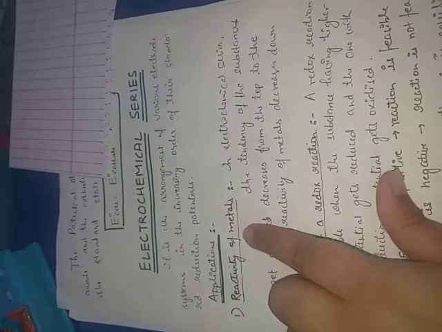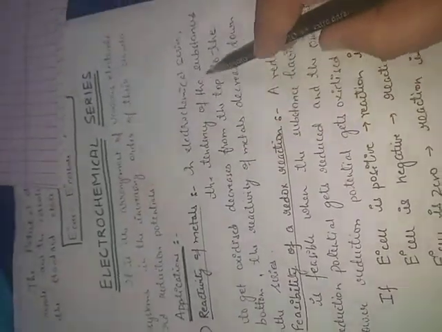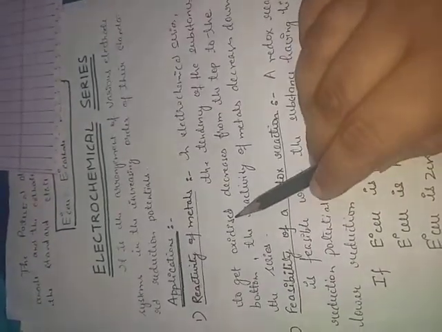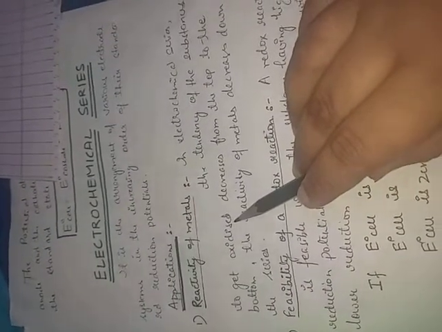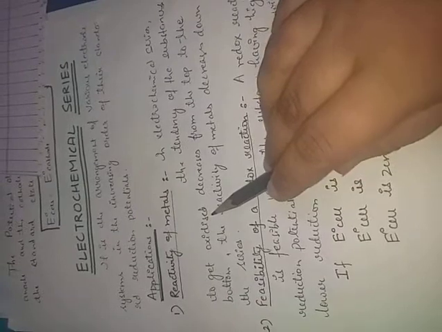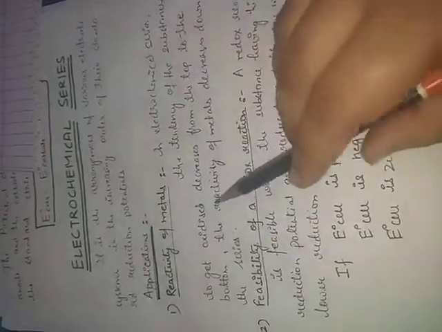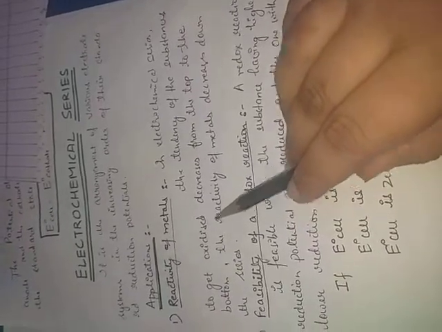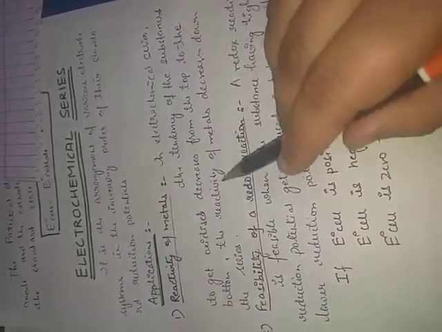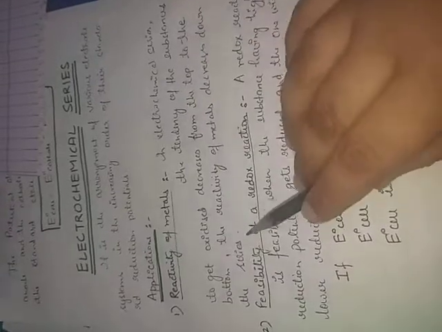So for the reactivity of metals in the electrochemical series, the tendency of the substances to get oxidized decreases from top to bottom. Getting oxidized decreases, which means those metals present above in the activity series will act as good reducing metals, and for those present below, the reactivity of the metal decreases down the series.